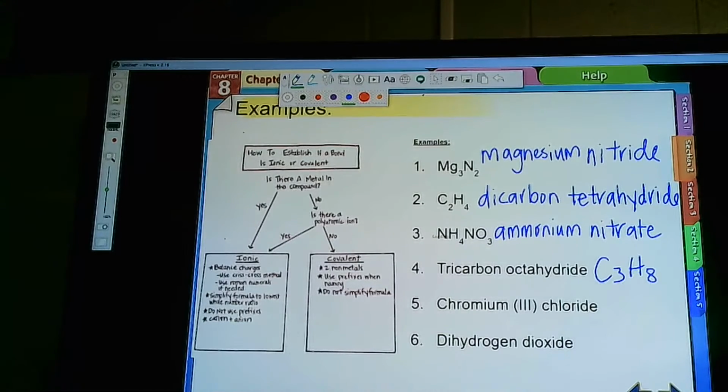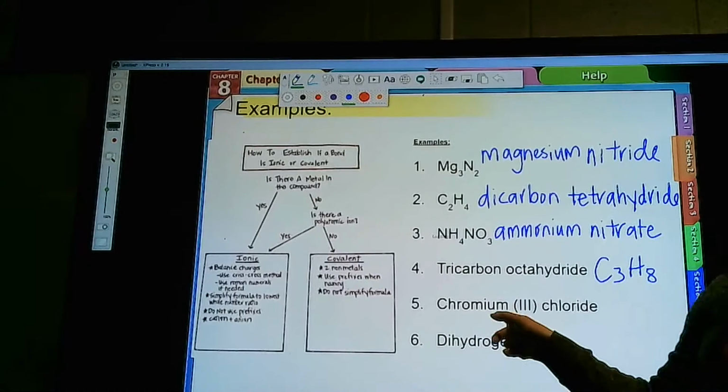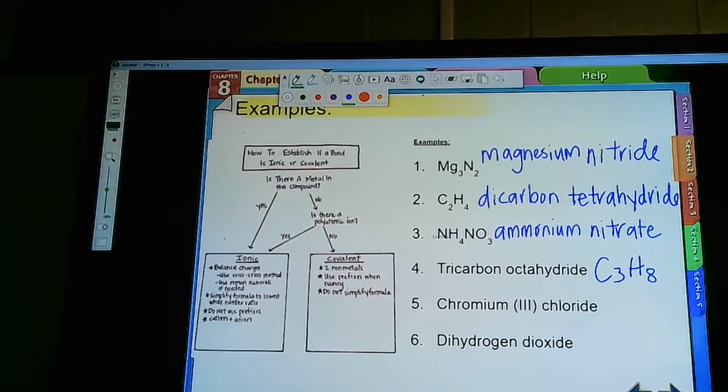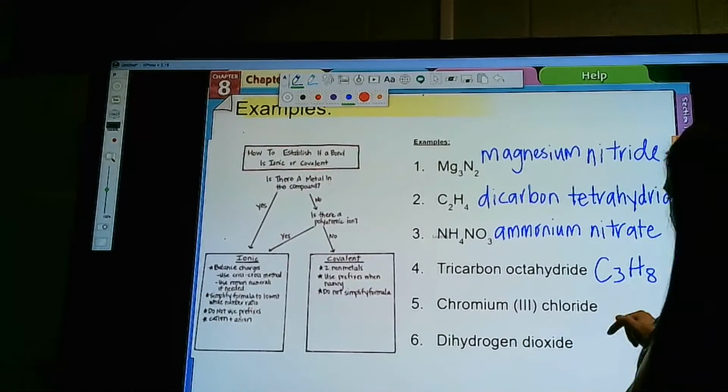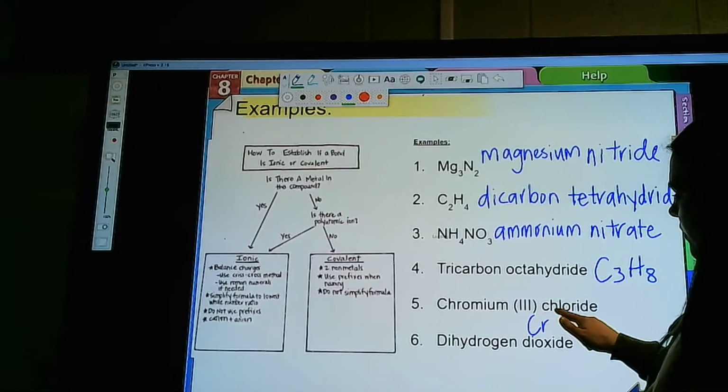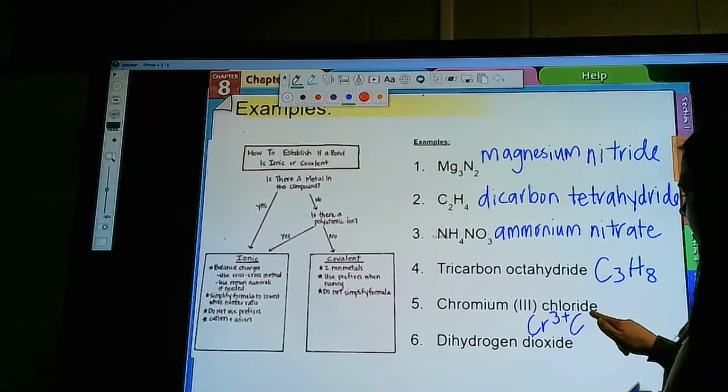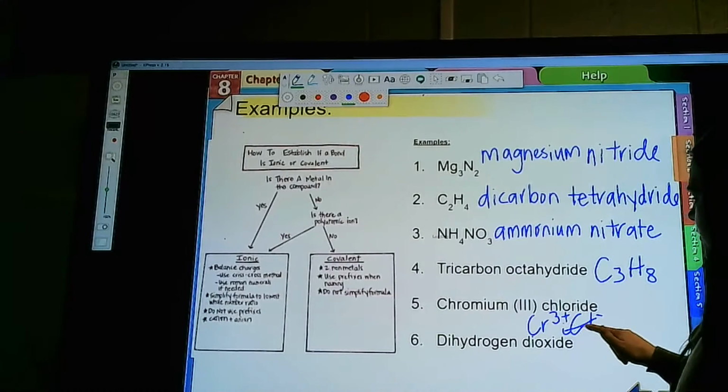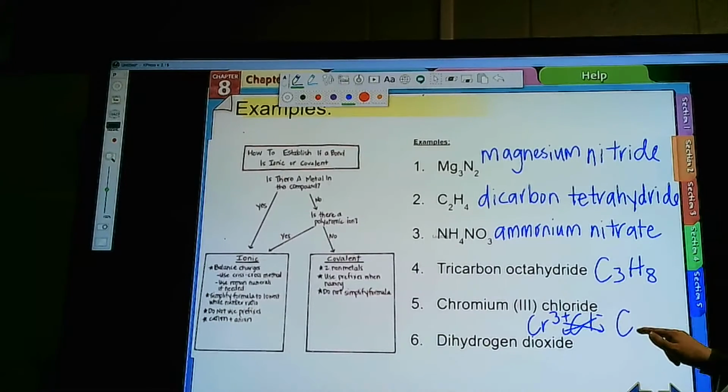Then we have chromium(III) chloride. Ionic or covalent? Ionic, good. I have a metal in that, so it's immediately ionic. Whenever I have ionic compounds and I write formulas, this is where we do crisscross. So I have Cr with a 3 plus, chlorine is a 1 minus. I crisscross my charges and I get CrCl3.